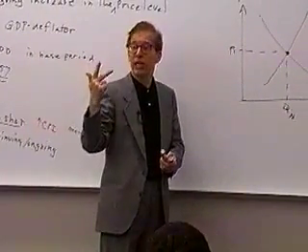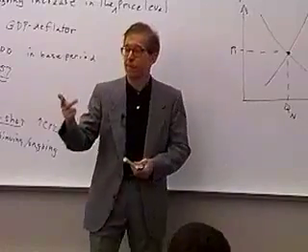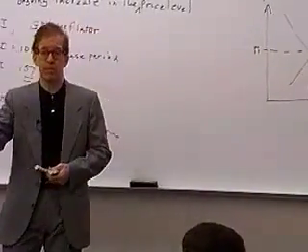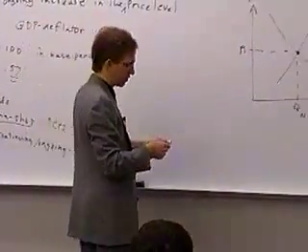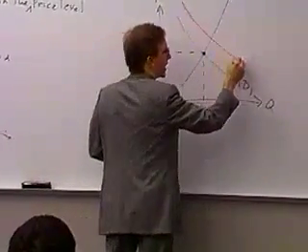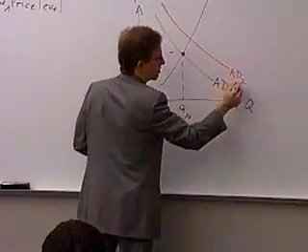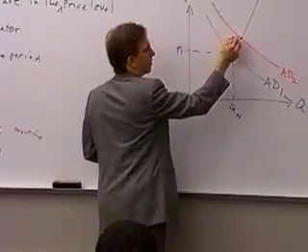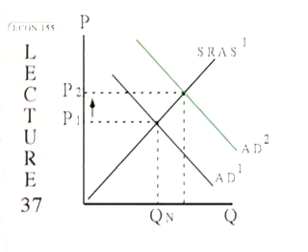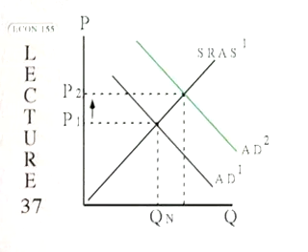How about this one? Increase in exports, increase in autonomous spending, increase in government spending. If these things come along, here's what happens. The aggregate demand curve shifts to AD2. And we get a higher price level, P2. Yeah, if aggregate demand goes up, we get a higher price level, P2.